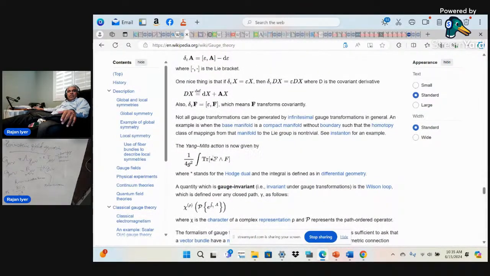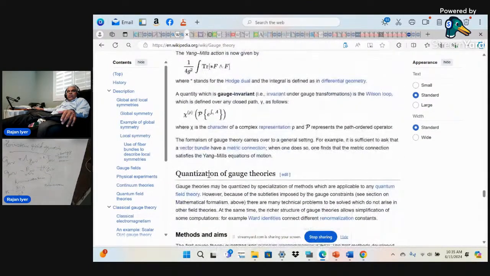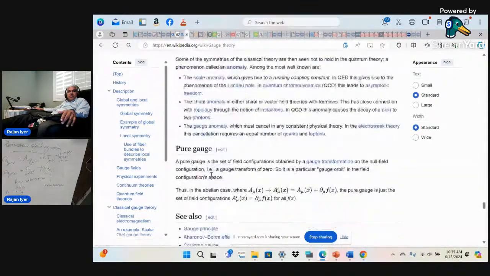But so Yang-Mills is now given by this one, and they use all kinds of strange things. They use square root of g and all that somehow comes into the picture. It's about pure gauge. So this is a pure gauge transformation. The pure gauge is just the set of field configurations. This is used quite a lot. Finally, this thing: gauge orbit.